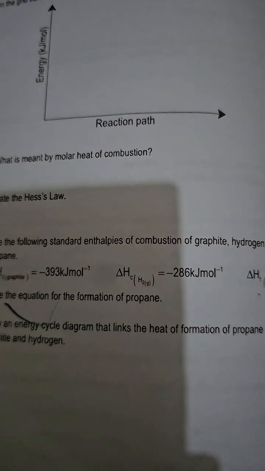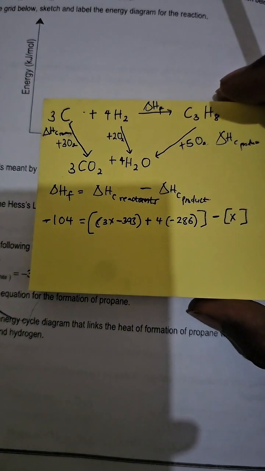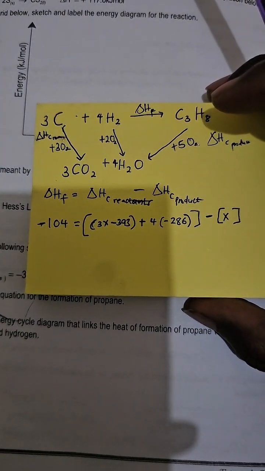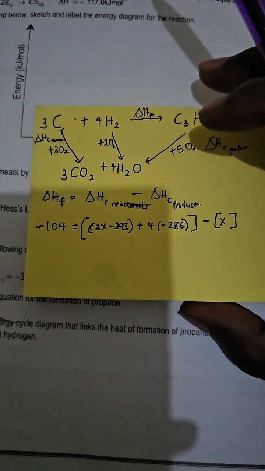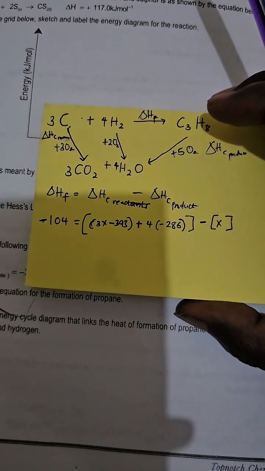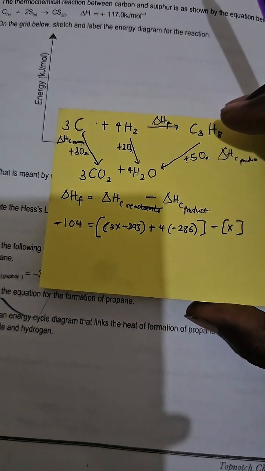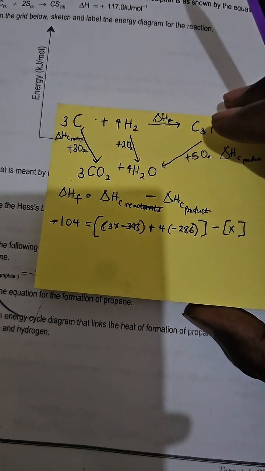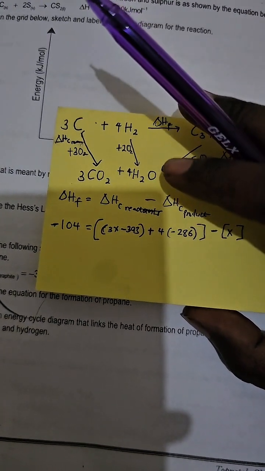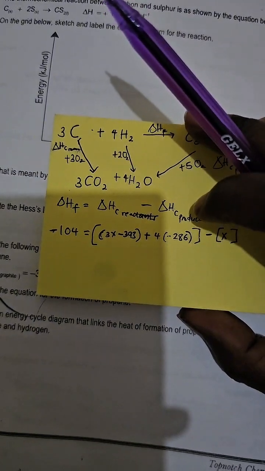Now what do we do? You just put that formula down. The formula is simple: the enthalpy of formation is gotten from the enthalpy of combustion of the reactants, carbon and hydrogen, minus the enthalpy of combustion of the product. The product formed is propane. So the enthalpy of formation of propane, we've seen, is minus 104 kilojoules per mole. What is the enthalpy of combustion of 1 carbon? We saw it is negative 393, but there are 3 of them here. The enthalpy of combustion of 1 mole of hydrogen is minus 286, but there are 4 moles here.